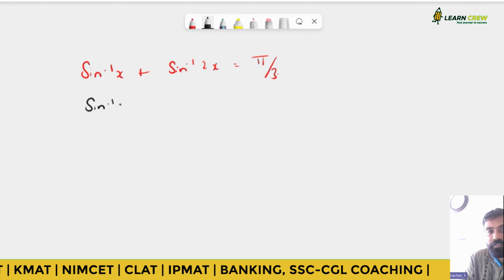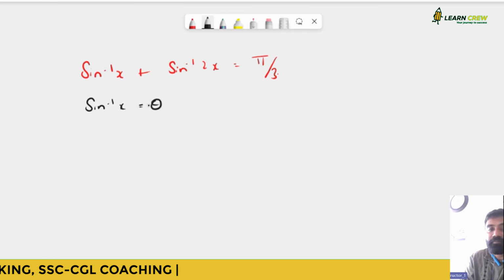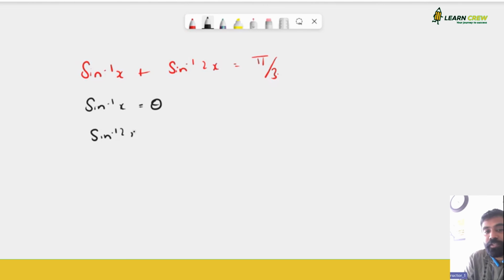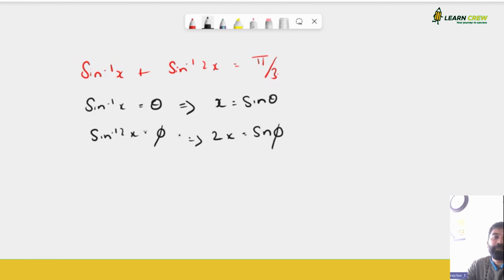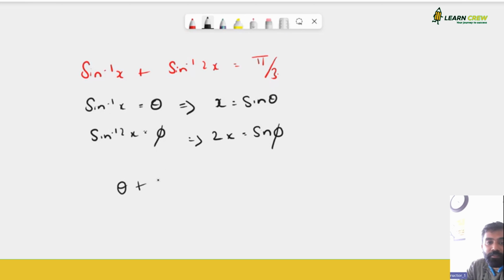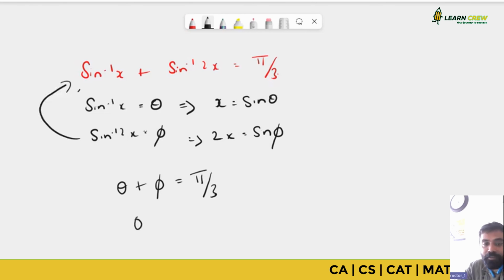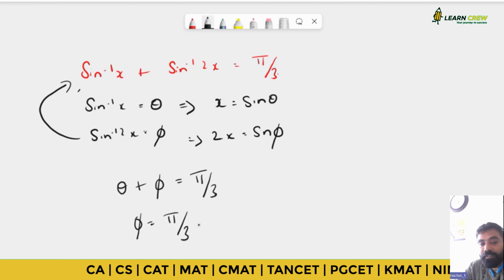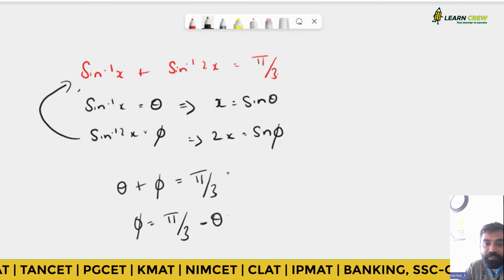First, sine inverse of x, let us take it as theta, and sine inverse of 2x, let us take it as phi. So now this can be written as x equal to sine theta and 2x equal to sine phi. Or this can be written as theta plus phi equal to pi by 3, right? So phi is equal to pi by 3 minus theta.